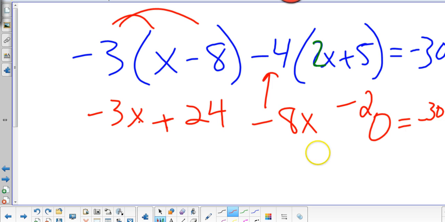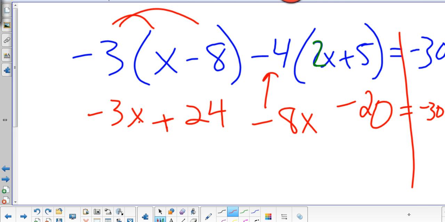And then I still have simplifying to do here on the left side. I can simplify this expression: negative 11x, and the plus 24 and the minus 20 is positive 4.